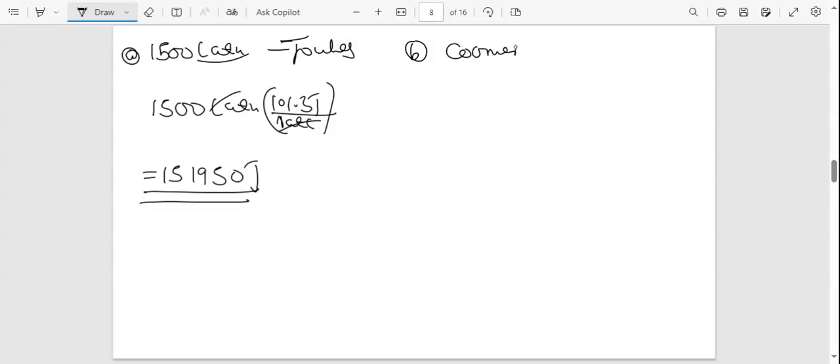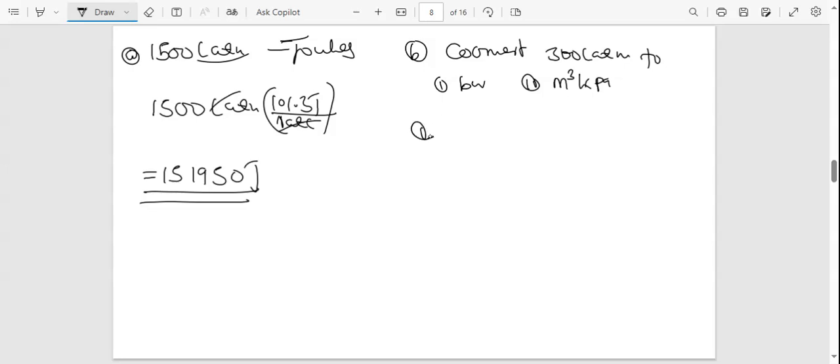Then we are told to convert 300 liter ATM to bar, then to meter cubed kilopascal. All right. So hope we have taken note of those first pressure conversions.